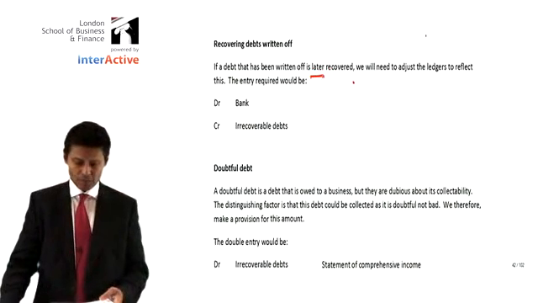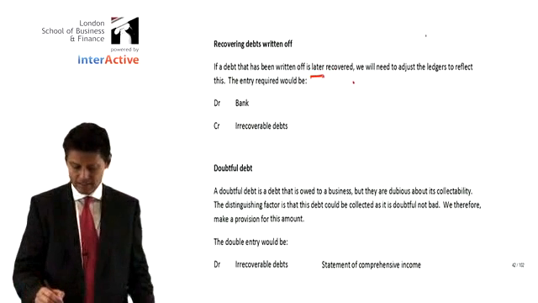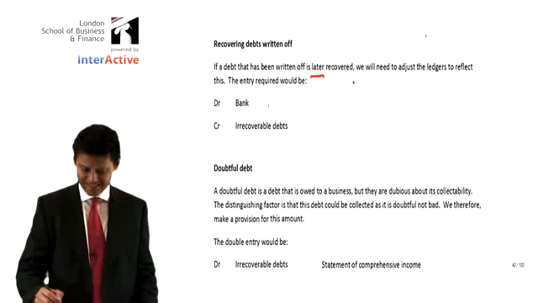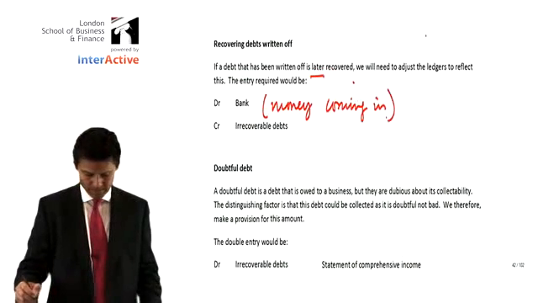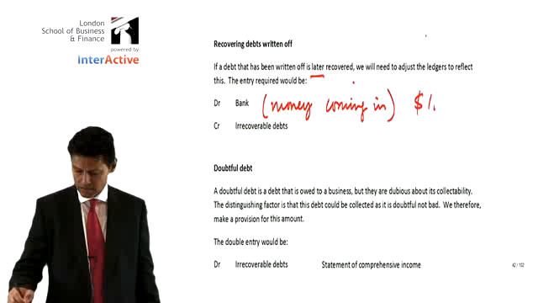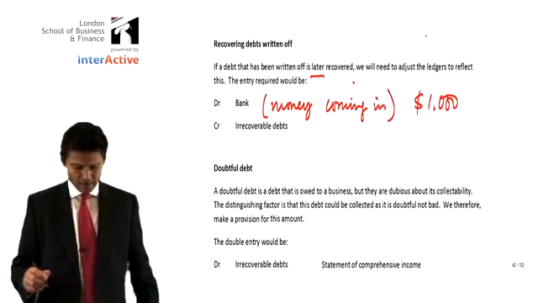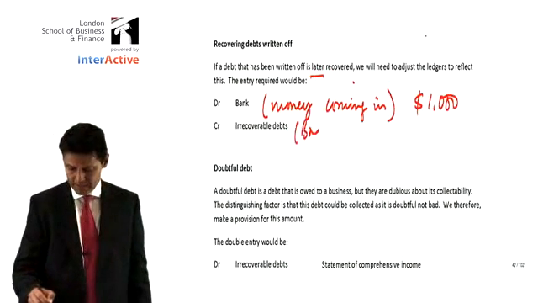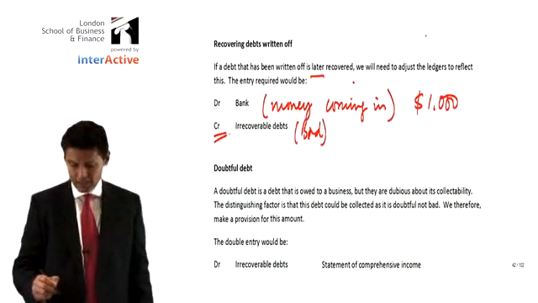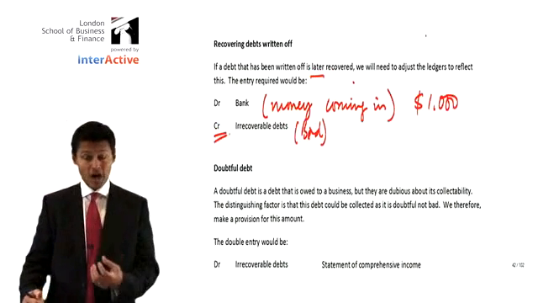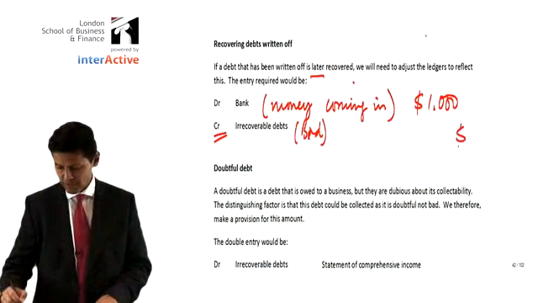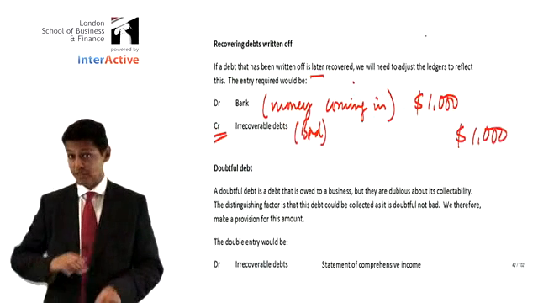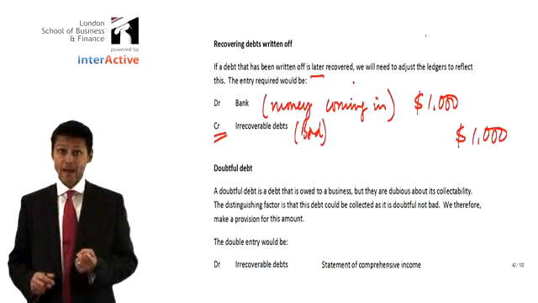The entry required would be bank, debit. Is that because money is coming in? So I'm going to say money coming in, say 1,000. And obviously the irrecoverable debts or bad debts, you notice, normally is a debit. It's a charge. By crediting it, you're doing the reverse. Indeed, it is being reversed because out of the 4,000 that you wrote off, 1,000 has come back in.